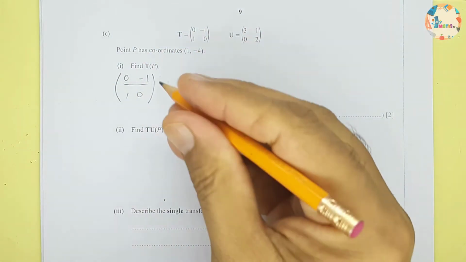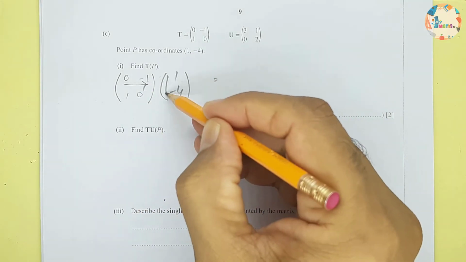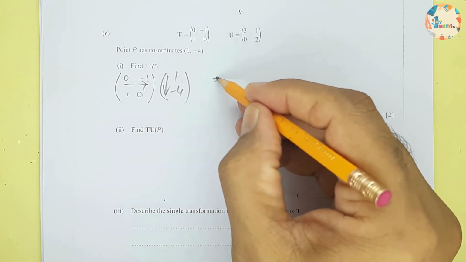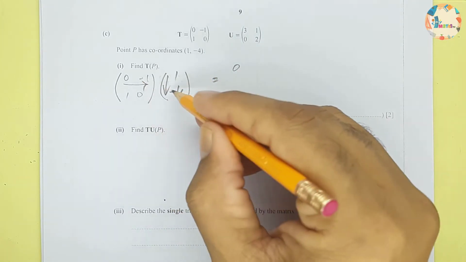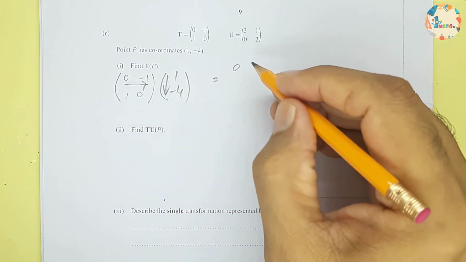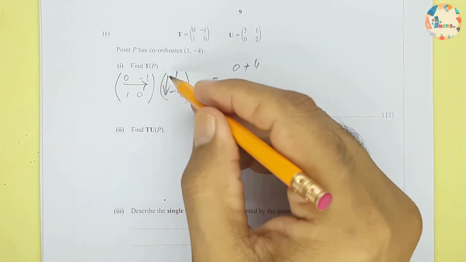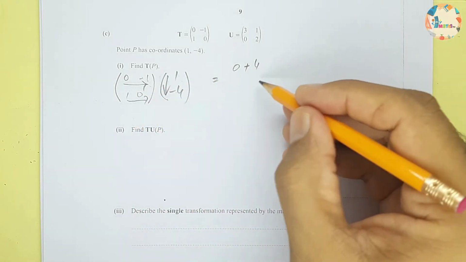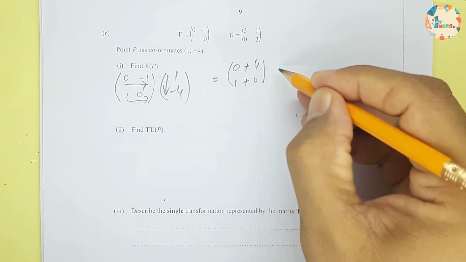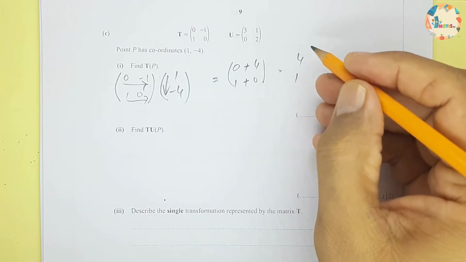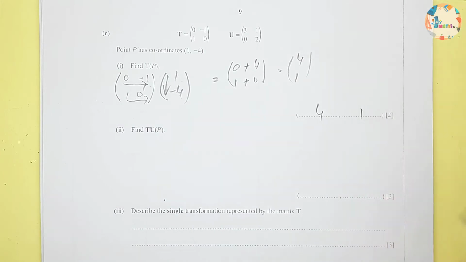We will write this as 1 and -4 like this, and we will multiply this with this. First number will be 0 into 1, which is 0, and -1 into -4 will be +4. Second row, first column: 1 into 1 is 1, and 0 into -4 is 0. So if we solve, this will be 4 and 1. In coordinates, it is (4, 1).